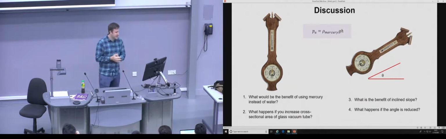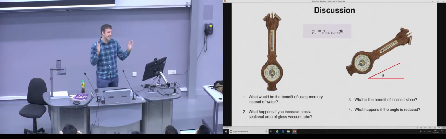Okay, good. What about question two? What happens if you increase the cross-sectional area of the tube? We had a similar question before.